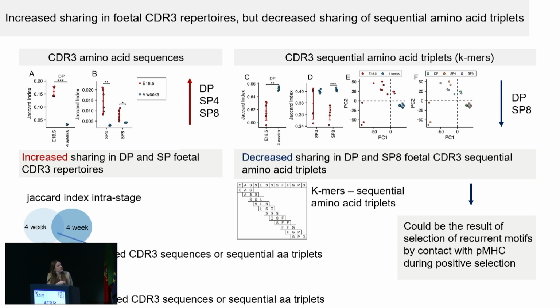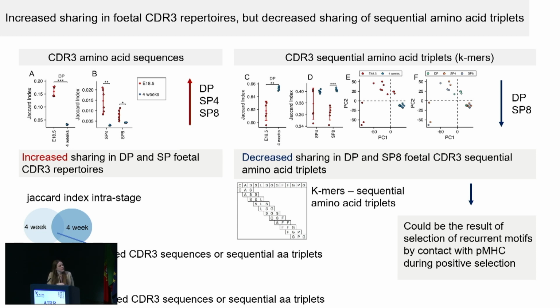So then, in order to investigate this further, I wanted to look at sequential amino acid triplets. So I wanted to divide up the CDR3 sequence into k-mers. And so as you can see here, you divide it up into all the possible sequential amino acid triplets. And quite interestingly, this showed the reverse result. So it showed decreased sharing in the fetus compared to the young adult in the double positives and the CD8s.